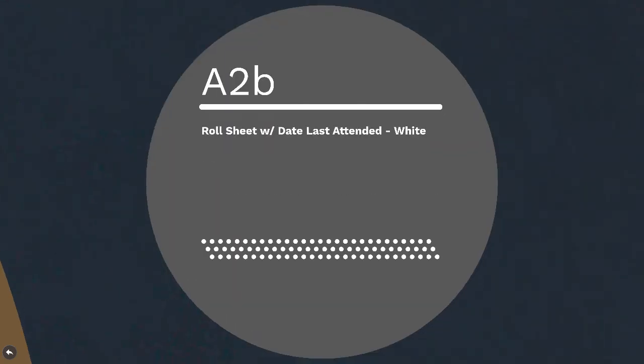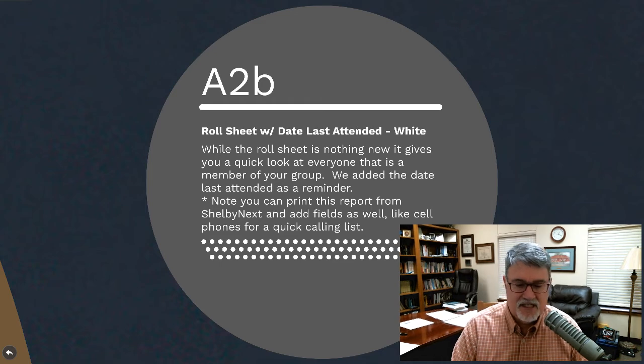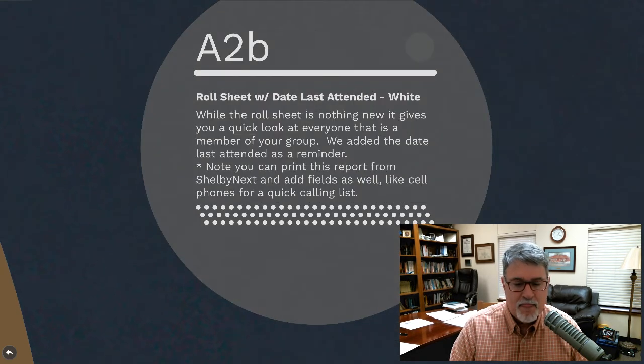The second thing in the packet is a roll sheet, and this roll sheet has the basic roll that you get every Sunday, but it also has the date last attended. You can print this out really easily in Shelby with a home computer as well. It's a great way to make quick lists, like a call list or birthday list, because you have some control over that second field. But I thought it was interesting to look at date last attended, so I put that in there.